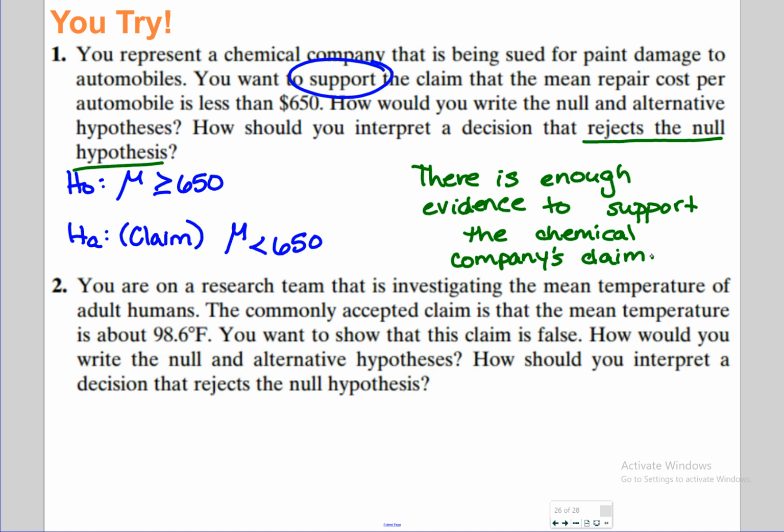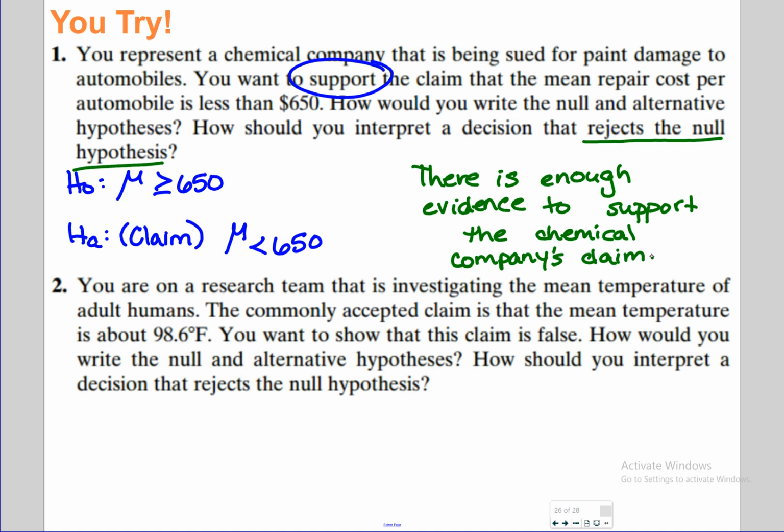Okay, and because we're always making that decision on the null, if I reject this guy, if I say that the null is false, that's enough to say that this is probably true based on my statistics. Because we're always either rejecting or not rejecting this, no matter what the claim is. So if I say this is false, I'm rejecting it, that means this is probably true. So we have enough evidence to support the claim that's being made. Yes. Since it says support the claim, is that how you know that it's the alternative hypothesis? Yes. Okay. So let's look at the next one.